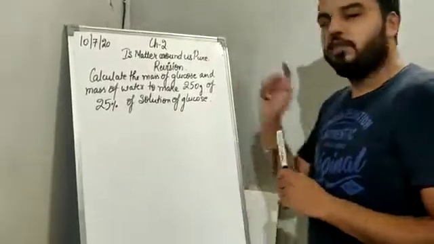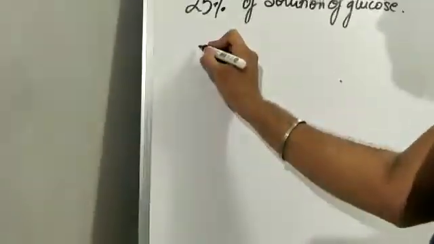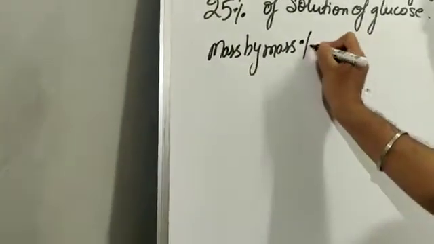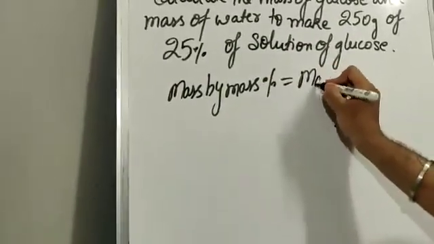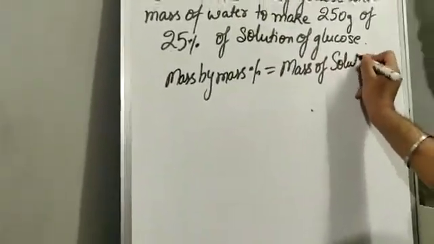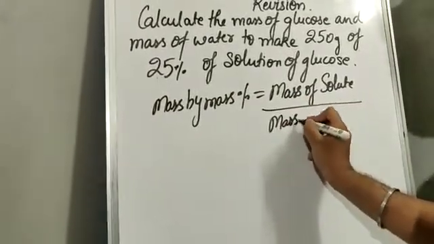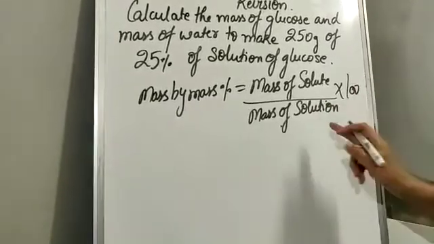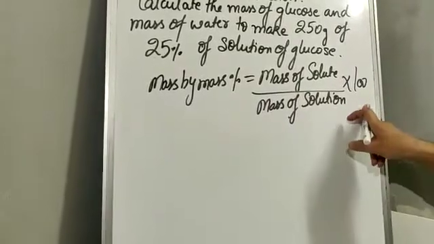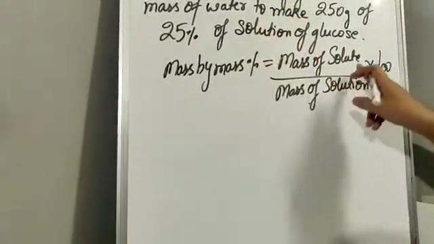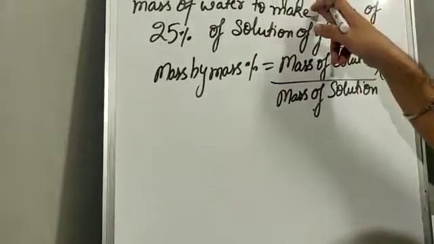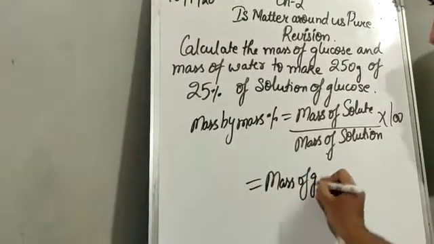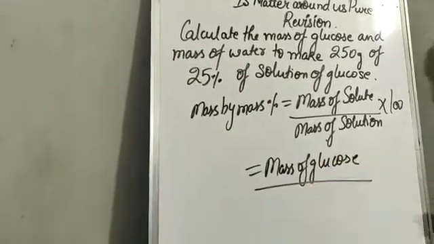Okay. So now, first of all, we know that mass by mass percentage is equals to, the formula is mass of solute upon mass of solution into 100. This is the formula we know. So in this case, the solute is glucose. Okay, water is the solvent. So what we will write? The formula becomes mass of glucose upon mass of the solution.